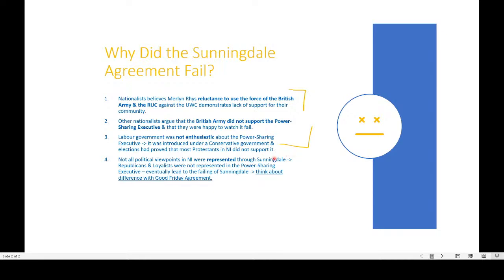So this is something I just alluded to on the previous slide. Republicans and Loyalists, the more extreme ends of society, were not represented in this power sharing executive, and this would eventually lead to the failure of the Sunningdale Agreement.